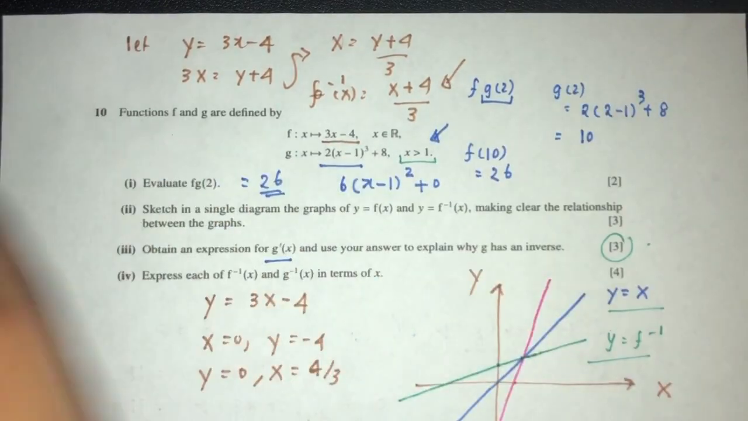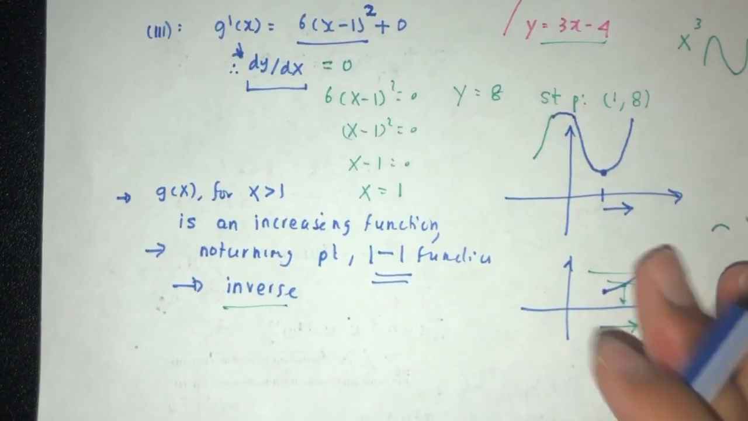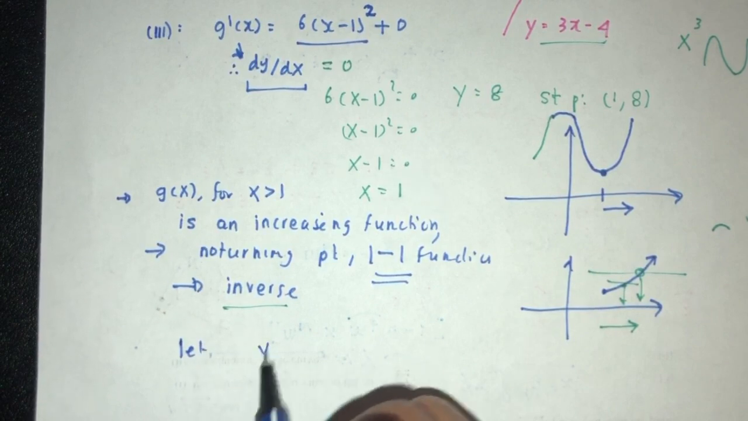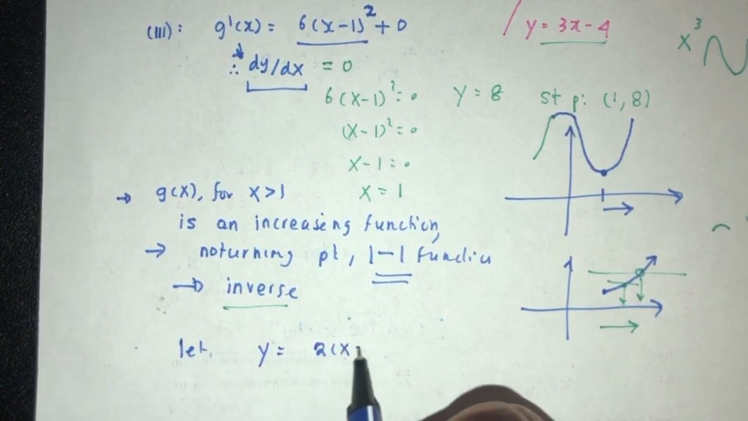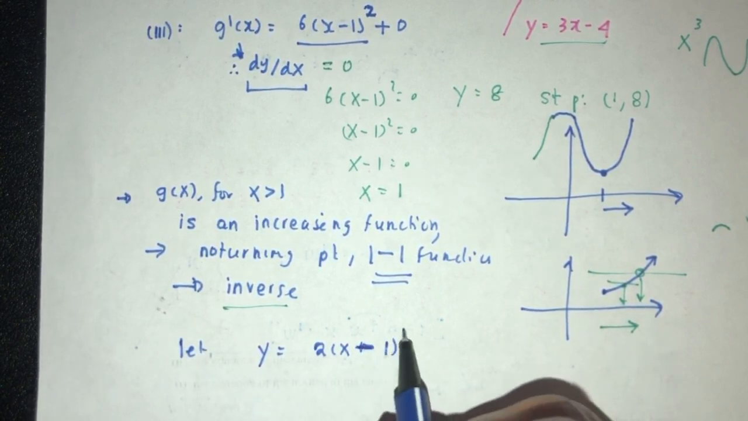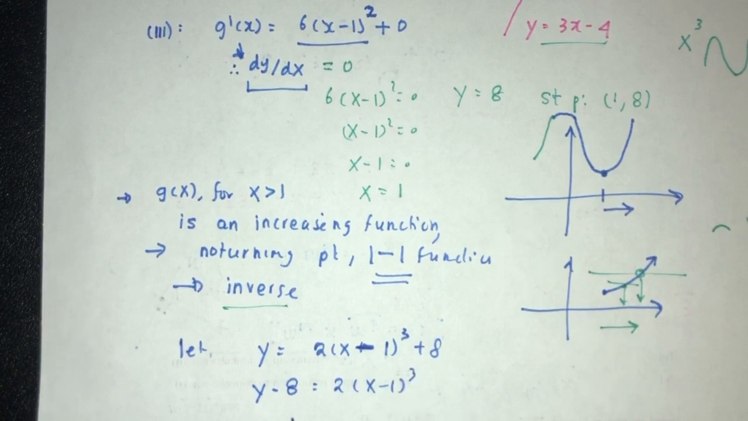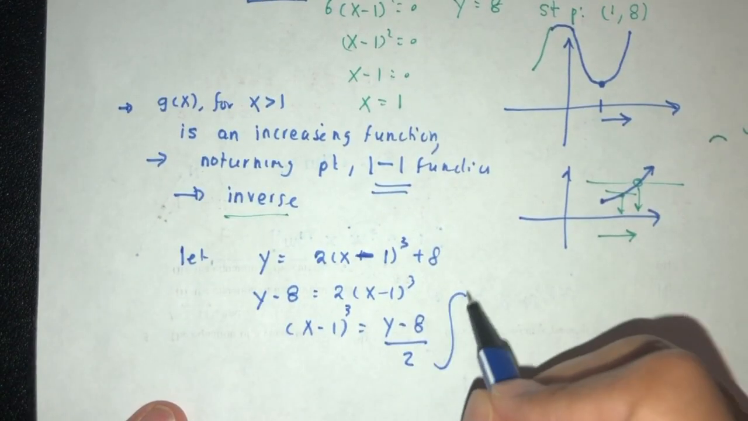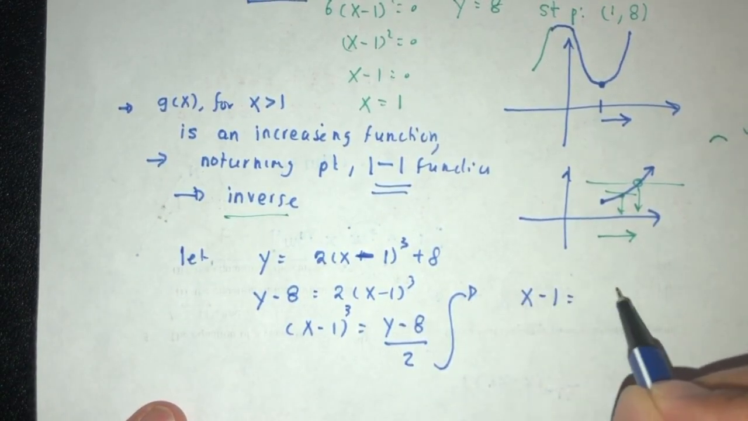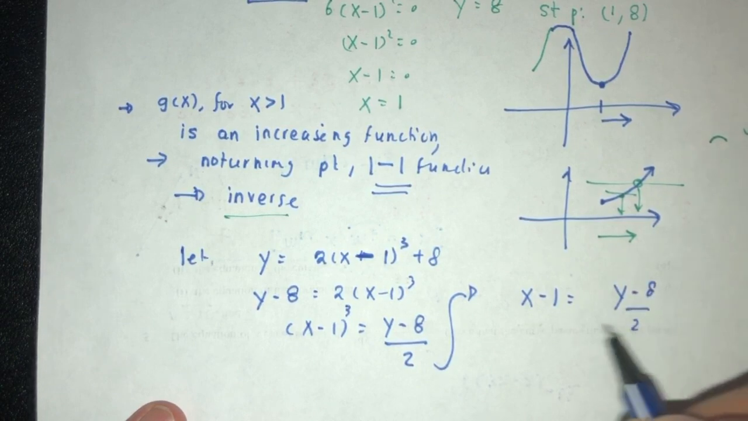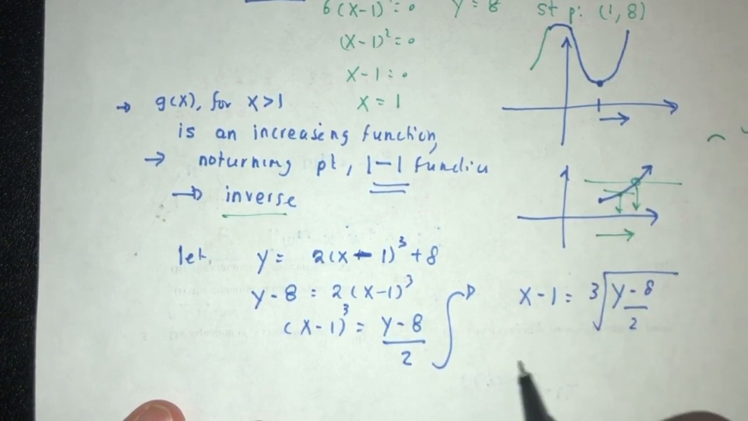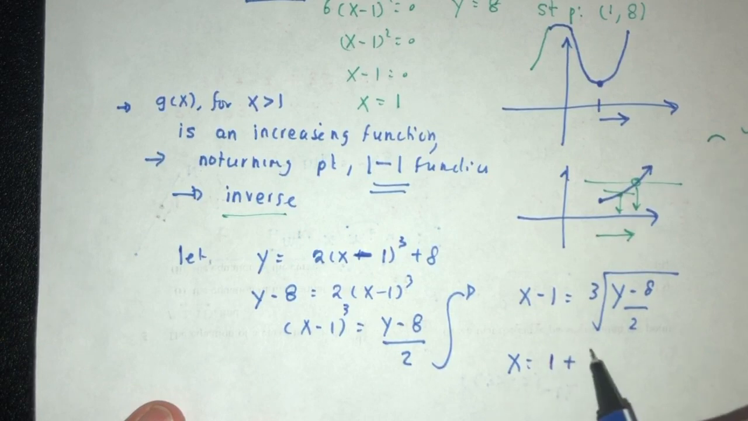That is part 1. Now for part 2, we have g of x is this, so we have to let y equal to g of x, which is 2(x minus 1) cubed plus 8. So we have to send this over here, y minus 8 will be this, (x minus 1) cubed should be (y minus 8) over 2. So finally, x minus 1 should be the cubic root of (y minus 8) over 2, and finally x will be 1 plus that.